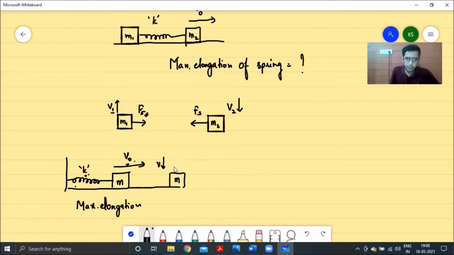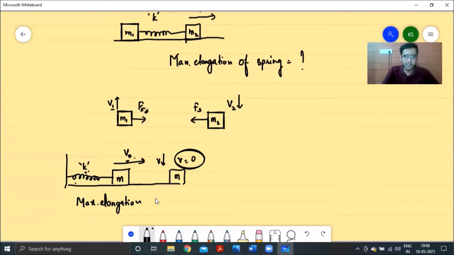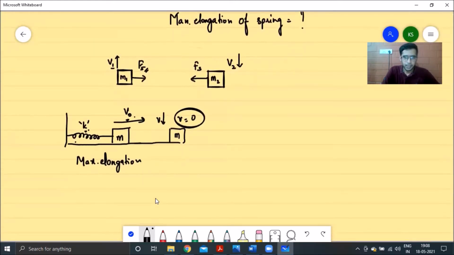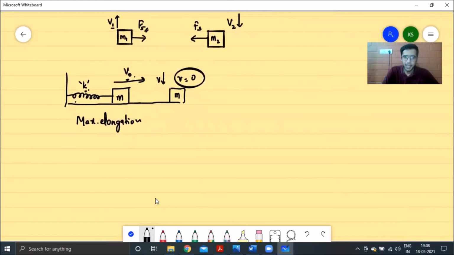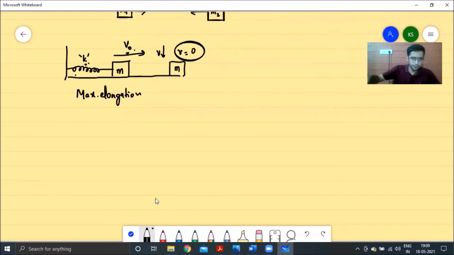So your maximum elongation of the block here will be attained when the velocity of the block becomes 0, when it stops moving at that instant, and then it comes back again naturally, right? But here we have two blocks, so this case becomes slightly complicated. But here, by using the concept of relative velocity, we can now find out when maximum elongation will be attained, in the case where both the blocks are moving.